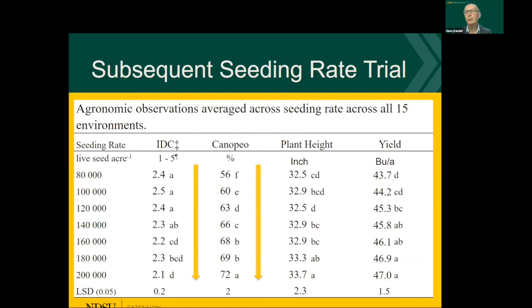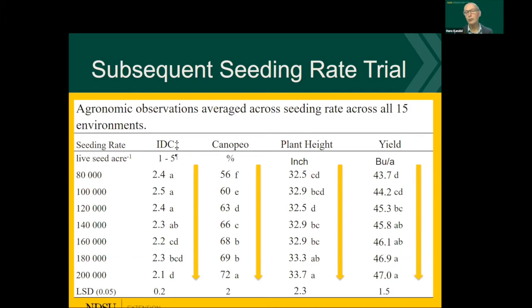The next one is the Canopeo reading. This one was looking at the early mid-season part, just at the reproductive phase, going from lower seeding rate to high seeding rate, and we see there is more cover. More cover has to do with more interception of sunlight, but also better competition against weeds. The next column is plant height. As we increase the seeding rate from 80,000 to 200,000, we also increased the plant height because there was a little bit more competition between the plants. They were a little bit taller.